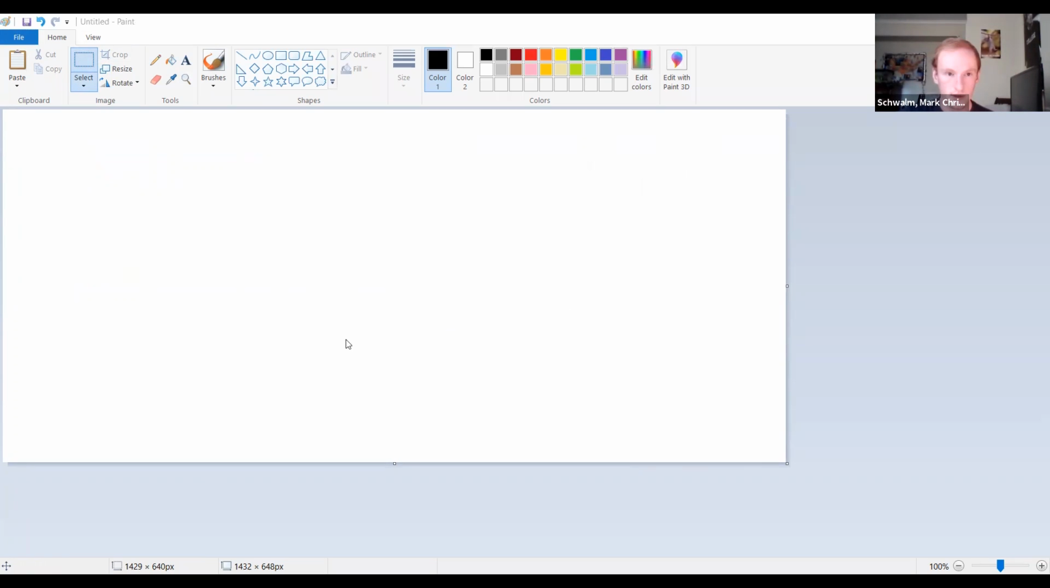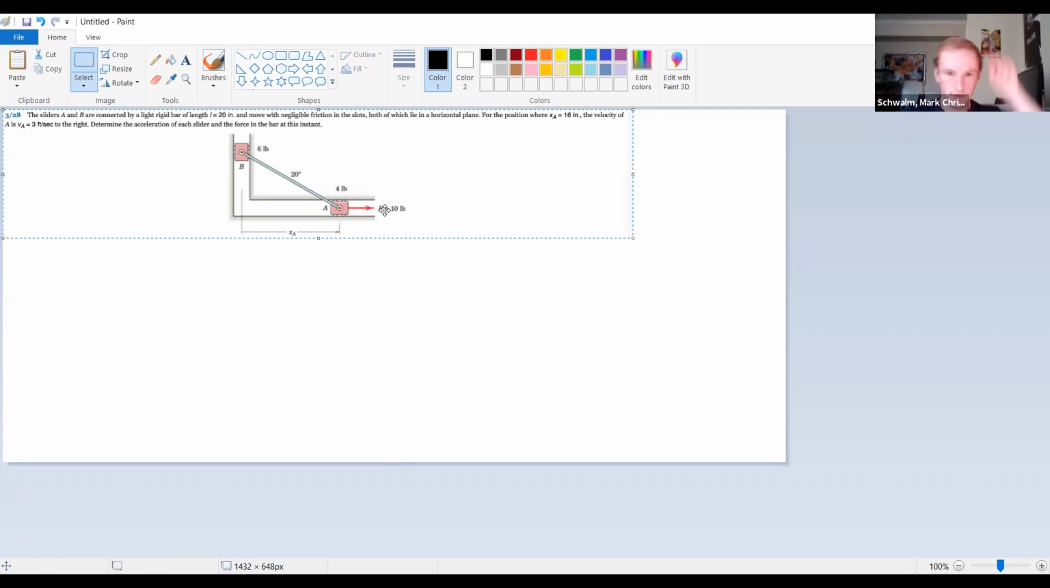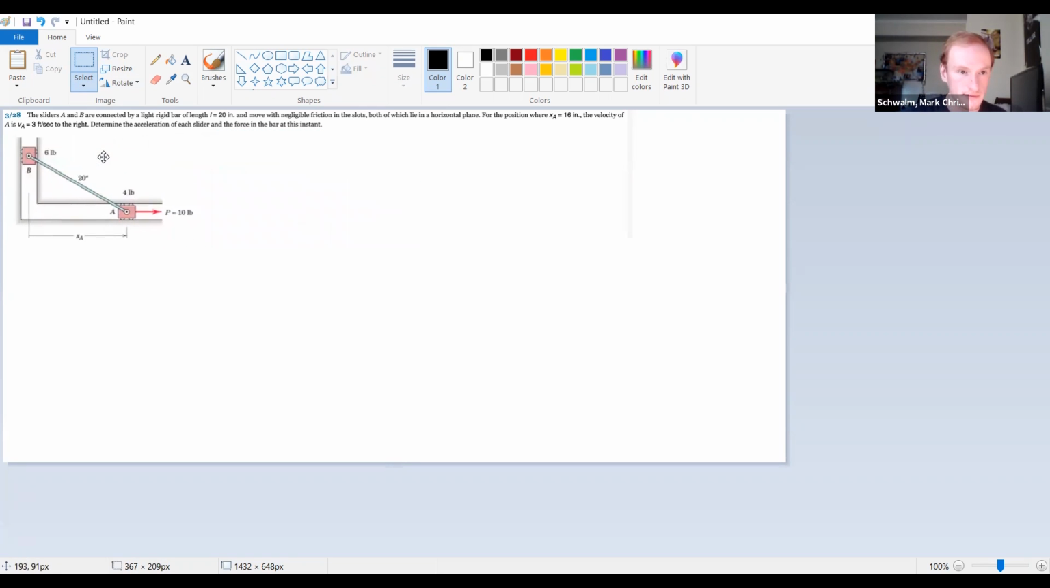Which is 328. Okay, so this one looks pretty fun, right? We got a slider. These could be pistons or something moving around in a machine. So we got sliders A and B connected by a light rigid bar of length L equals 20 inches.